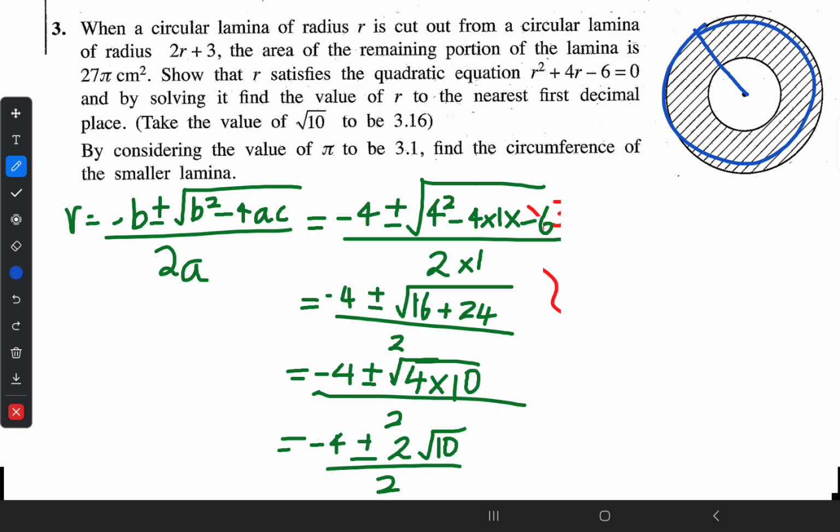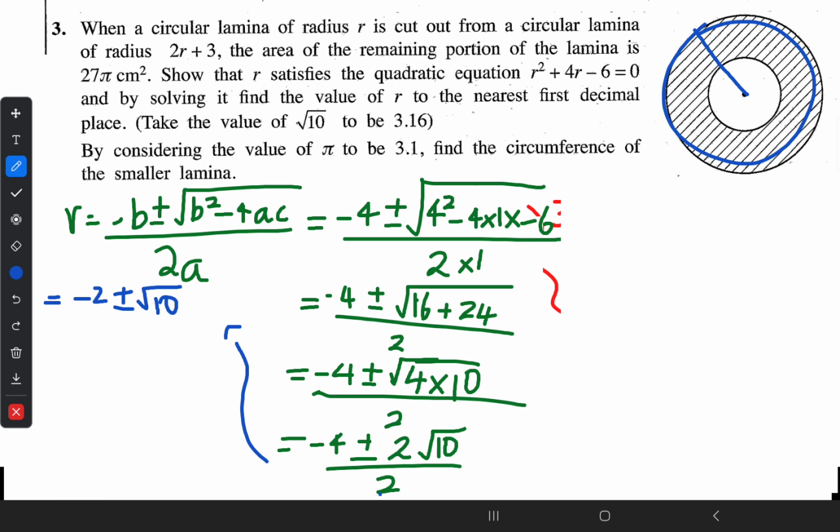After this, let's simplify further. Negative 4 we can divide by 2, so negative 4 divided by 2 is negative 2, plus or minus 2 divided by 2, which is 1, square root of 10. No need to write the 1, though if you want, you can write it. 2 is a common denominator that belongs to both of these numerators. So negative 4 divided by 2 is negative 2, and 2 divided by 2 simplifies, giving plus or minus square root of 10.